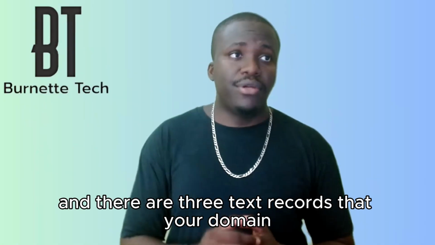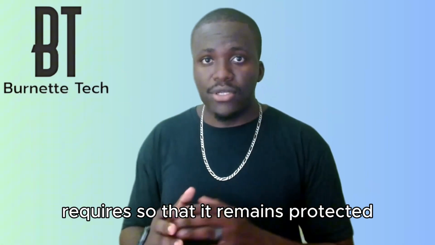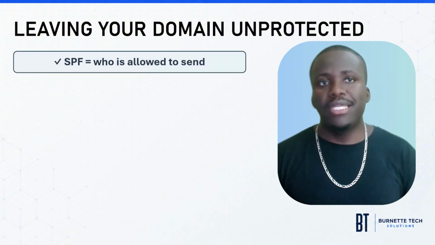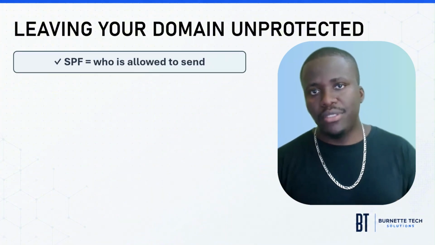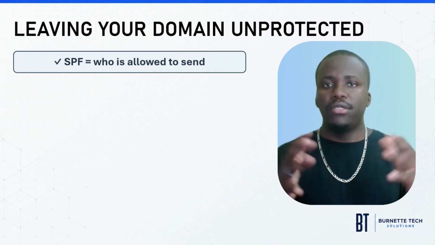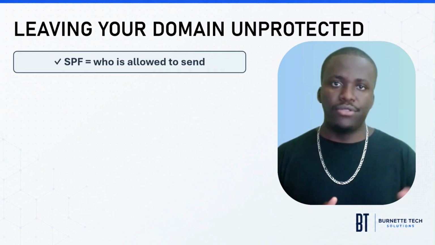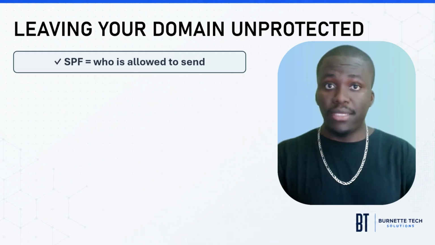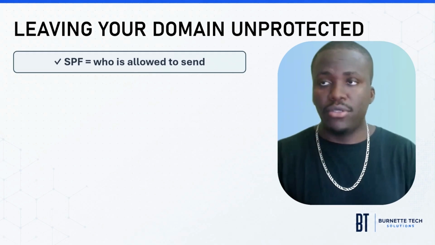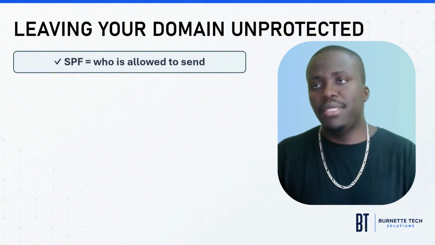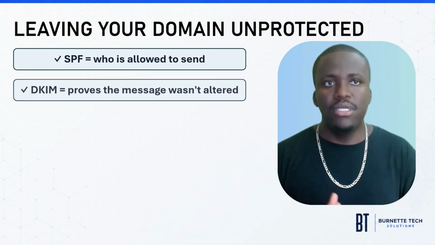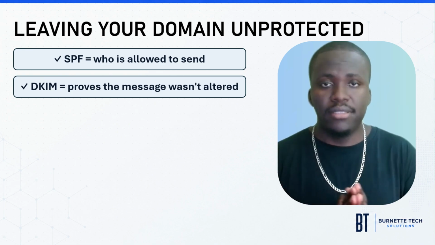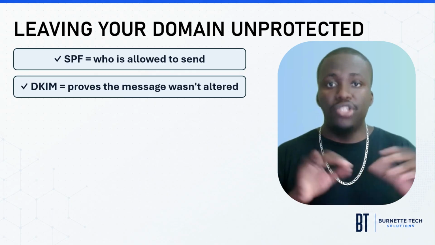And there are three text records that your domain requires so that it remains protected. So there's something called the SPF record, and that is simply who is allowed to send, right? So if you're using Google, Google will give you an SPF record. If you're using Microsoft, Microsoft will give you an SPF record. So who is allowed to send from your domain, example.com or burnettech.com, the SPF record shows where the email is coming from. Your DKIM record is a record that proves that the message wasn't altered, right? That something did not come in and change the message along the way.